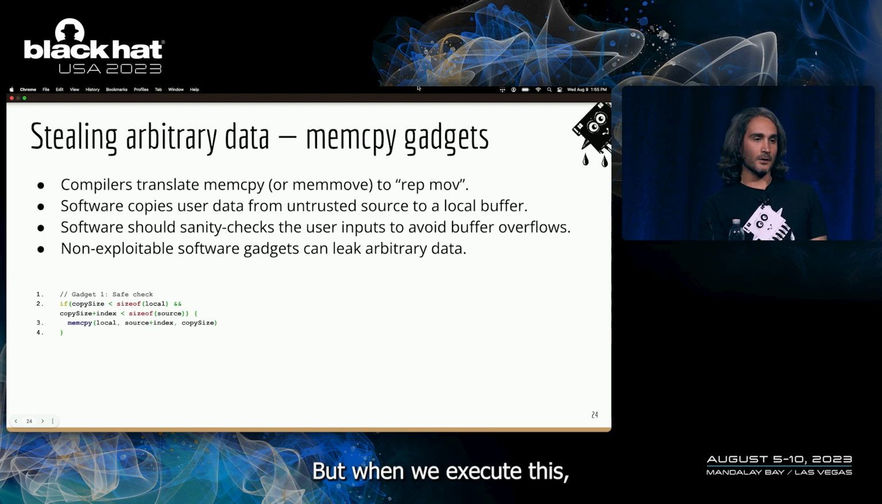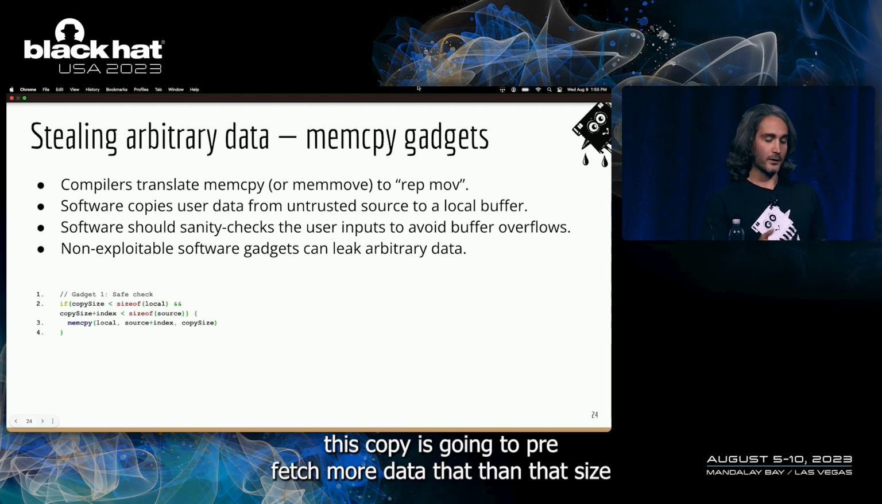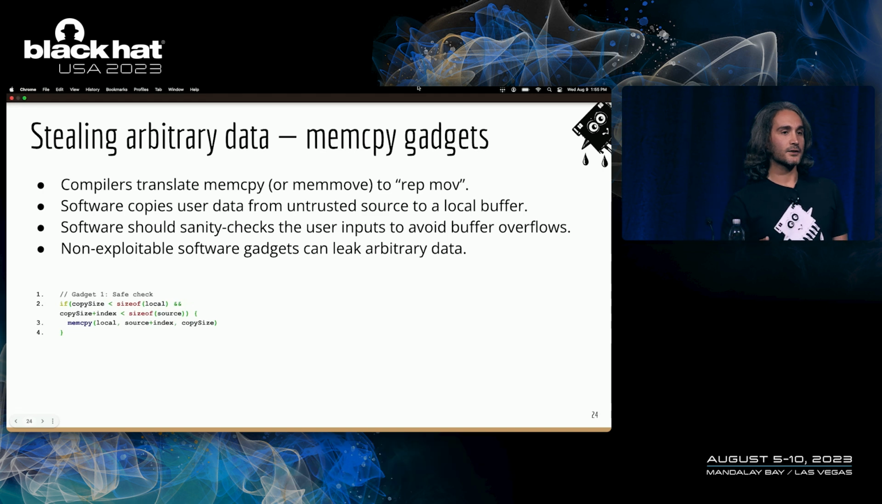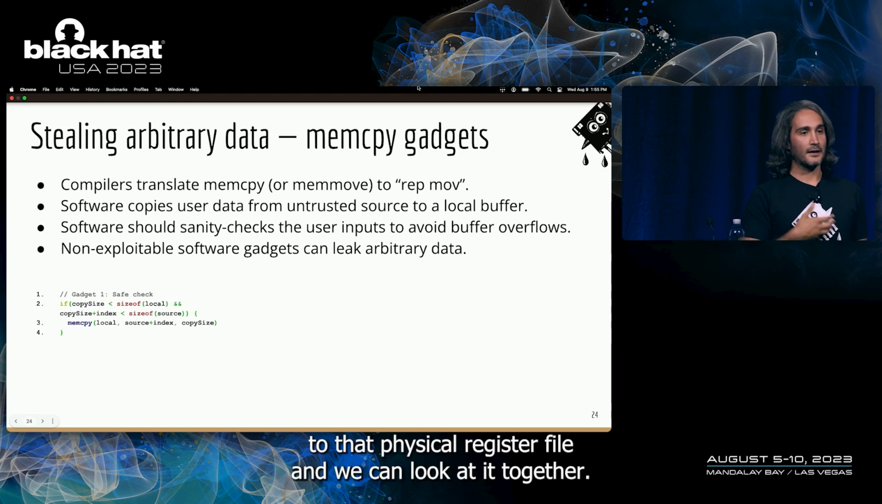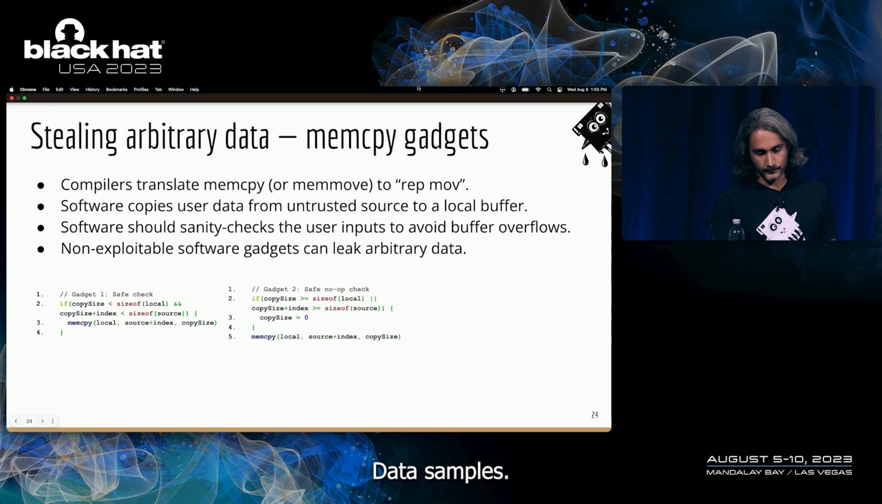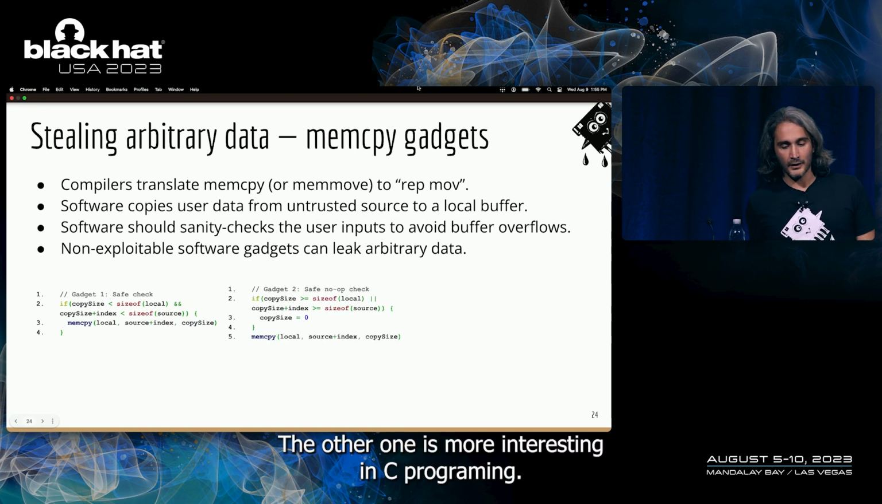But when we execute this copy, it is going to prefetch more data than that size into the physical register file, and we can leak it with gather data sampling. The other one is more interesting.